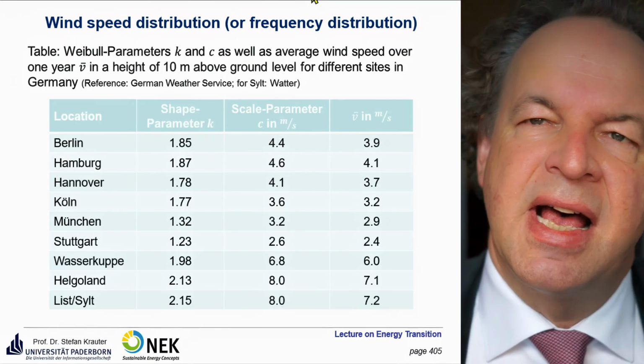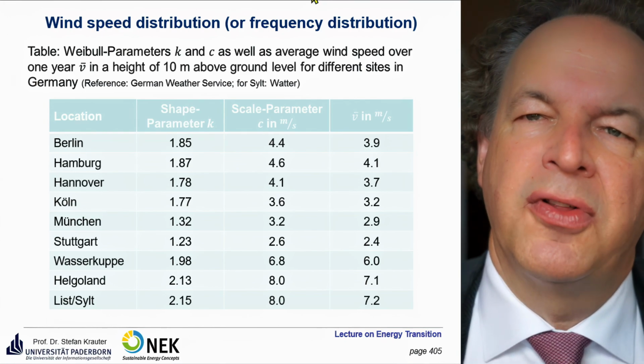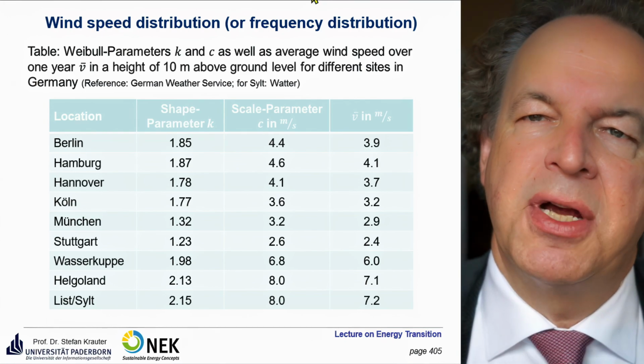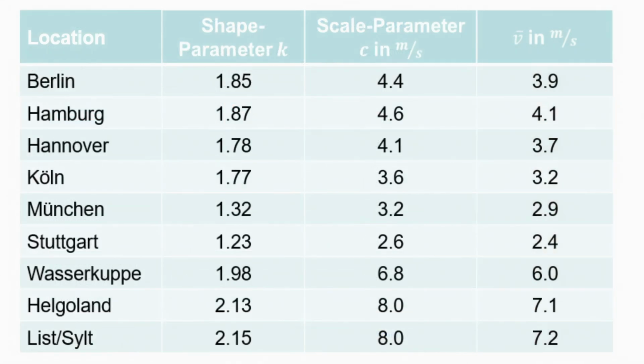Here you see some examples of wind power distributions or frequency distribution for the case of Germany. The wind speeds are measured in a height of 10 meters above ground level. So you see Berlin, it's not at the coast, so the conditions are less favorable. So the shape factor, a shape parameter, is even below 2, 1.85. We have the scale parameter, 4.4 meters per second, and the average wind speed of 3.9 meters per second.